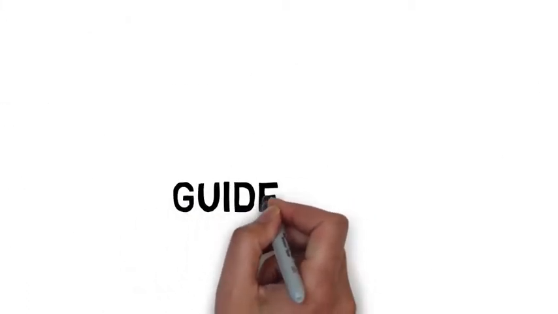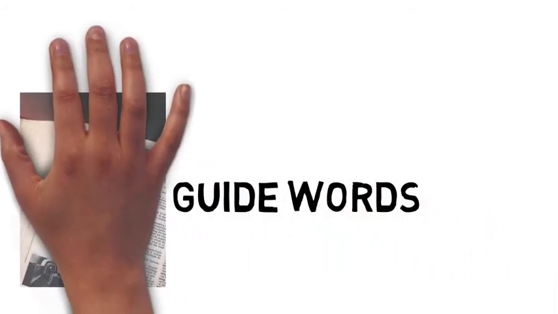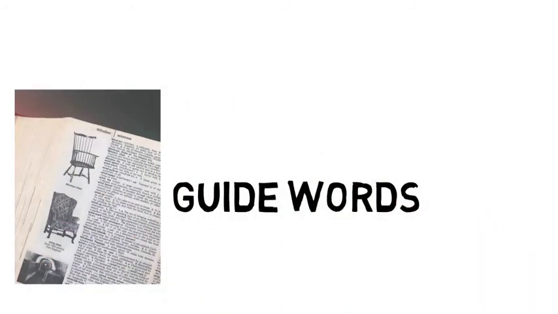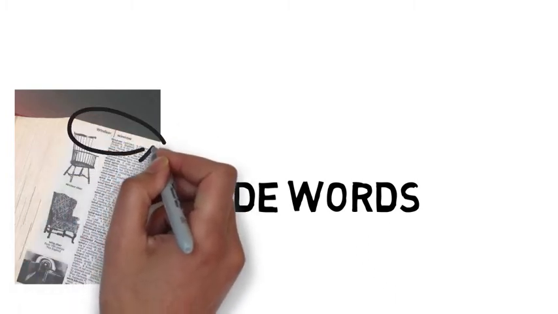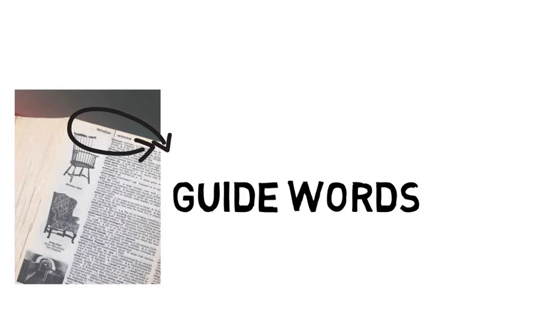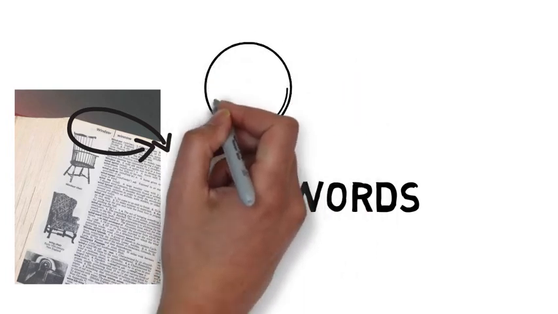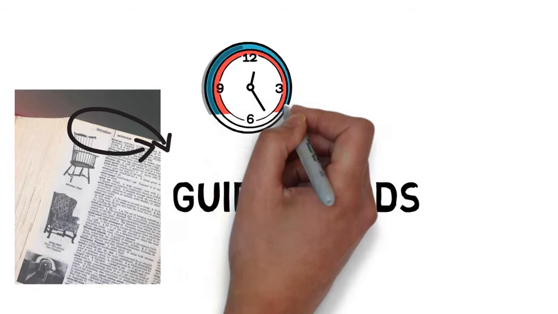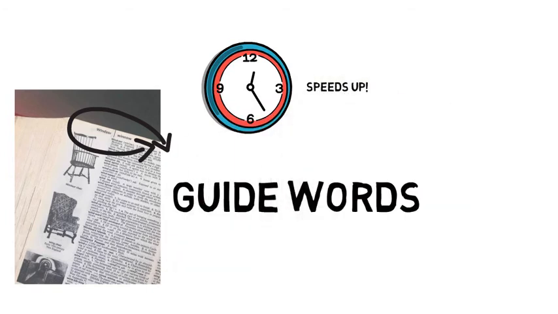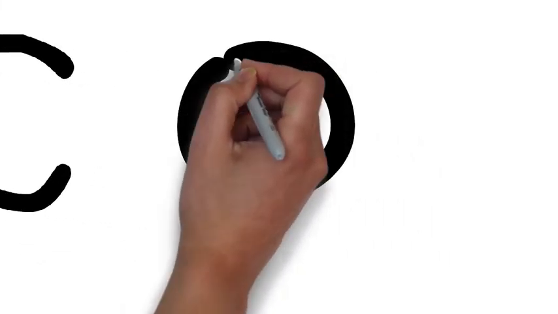It is important to use what is known as guide words to find the correct page of a word you are trying to define. The words at the top left and right of the page are the first and last words on that particular page. Use the guide words to find the page you need quickly. This speeds up the process. Then use your alphabet skills and find the word on the page.